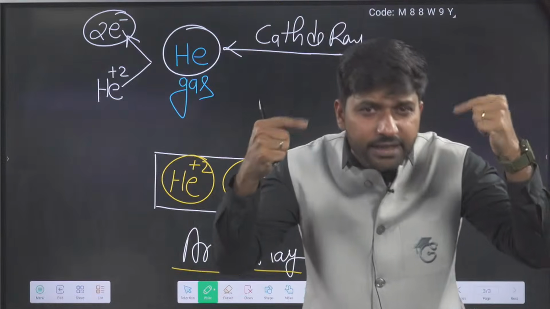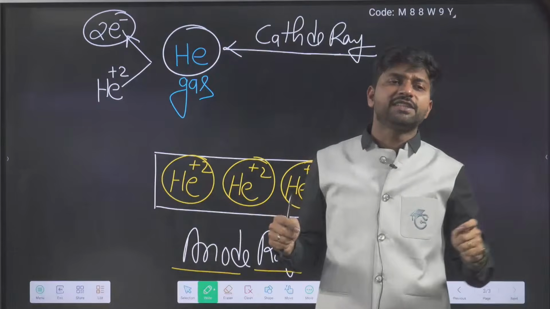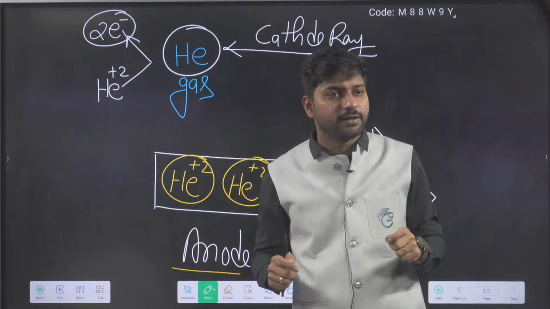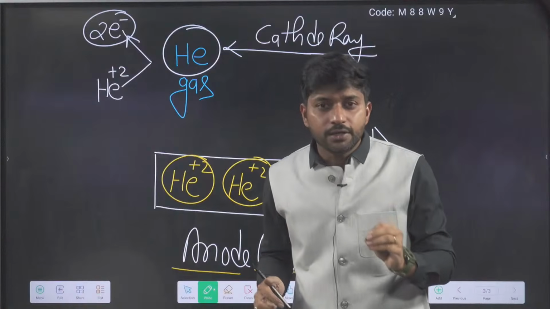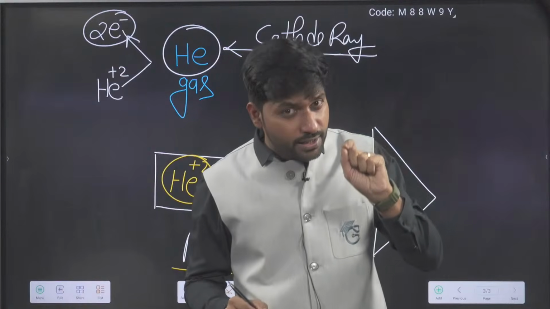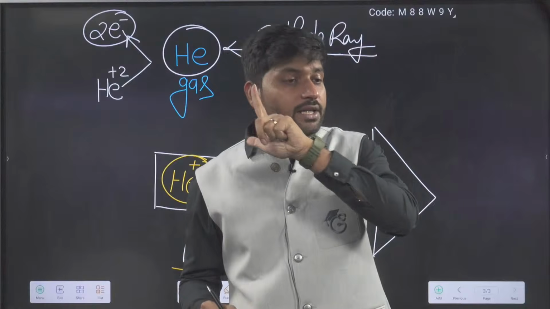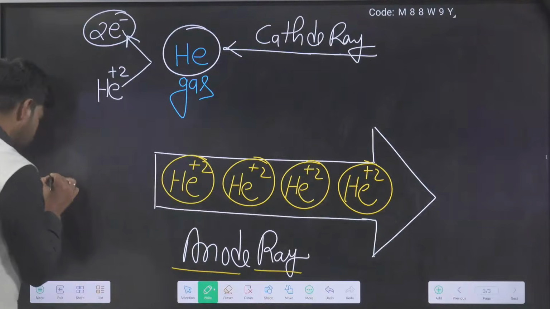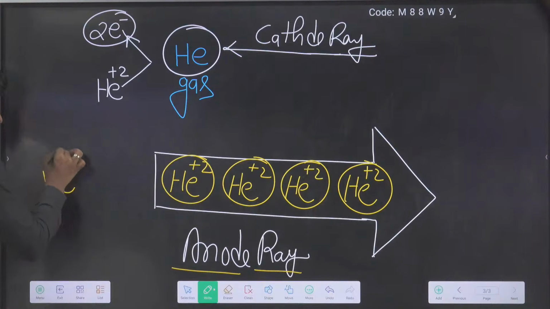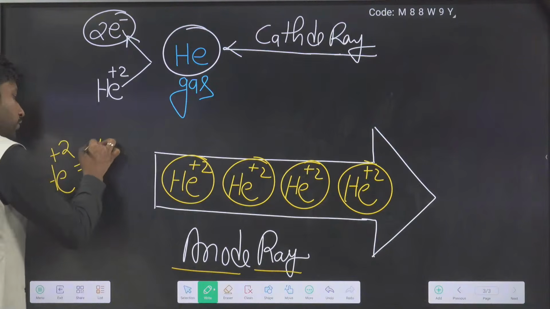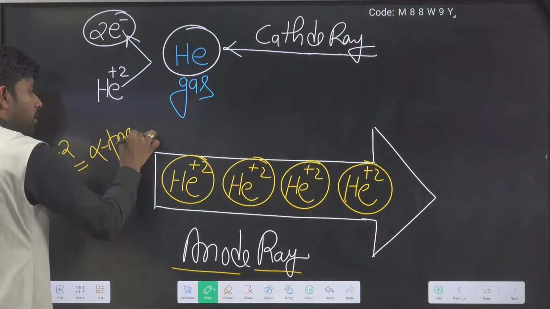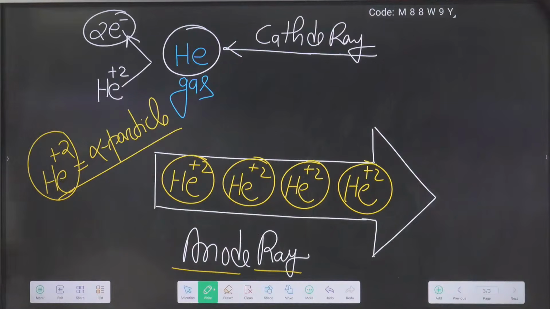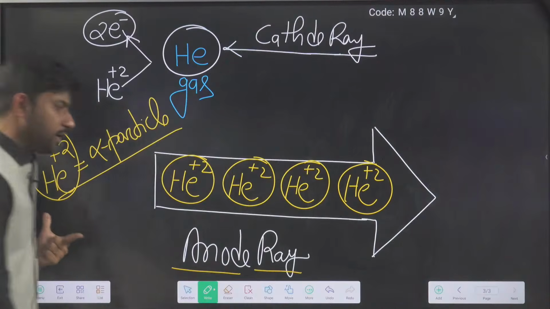Similarly, what we are saying to the He+2 ion? We call the He+2 ion an alpha particle. So He+2 ion equals alpha particle. Very important: He+2 ion equals alpha particle.